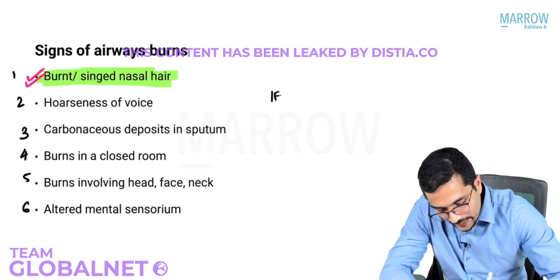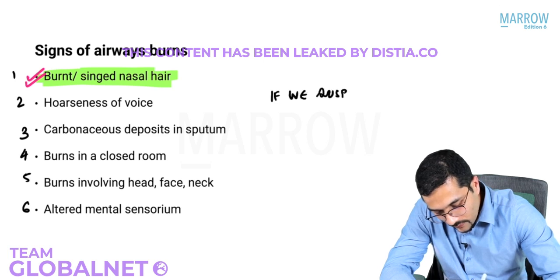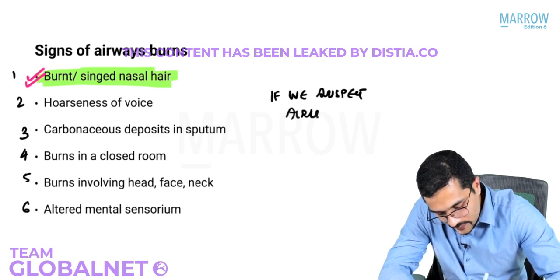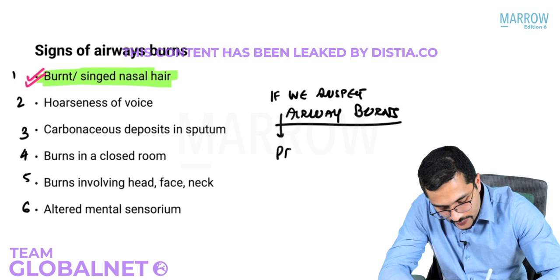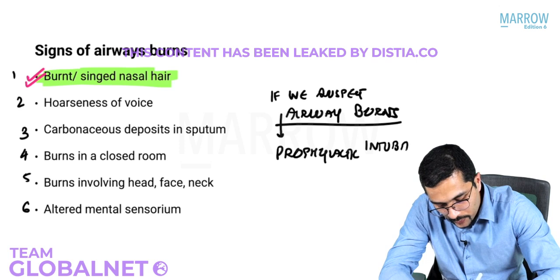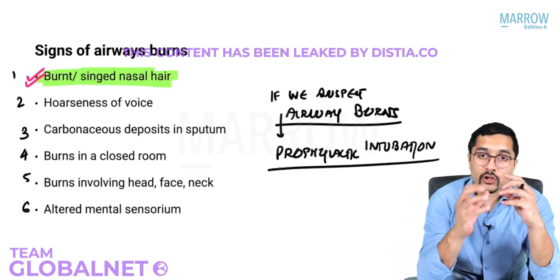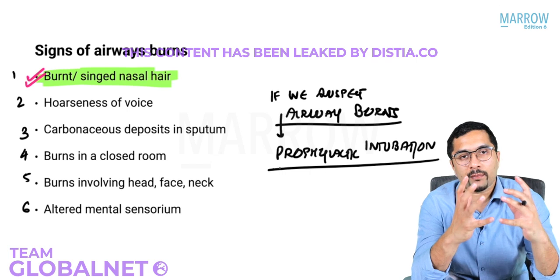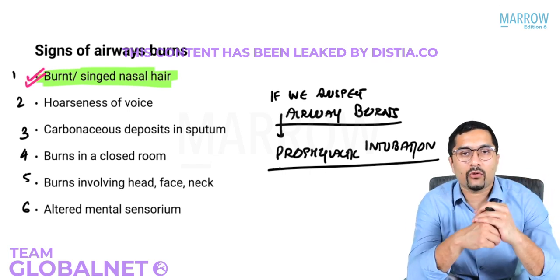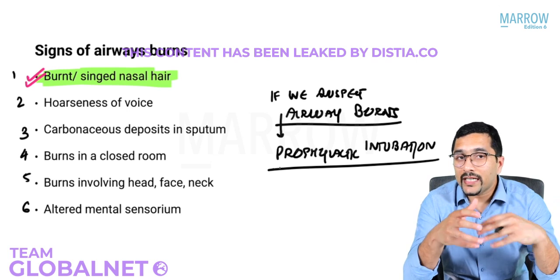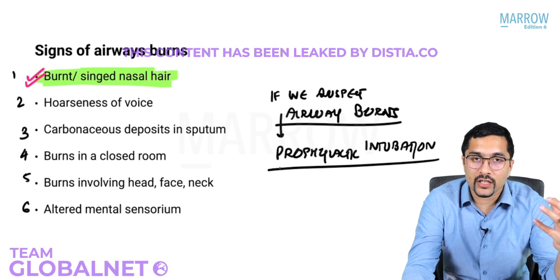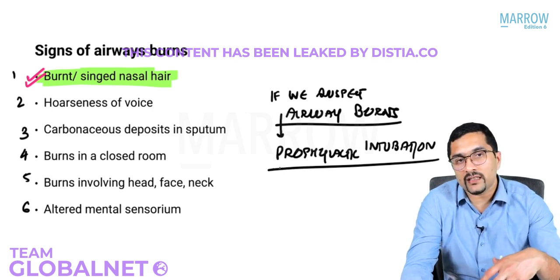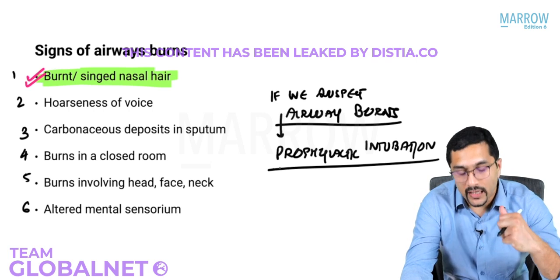And if we suspect airway burns, then we should carry out prophylactic intubation in these patients. The reason for this is that the laryngeal tissue will swell up immediately, and when it swells up immediately, it will not give you time to secure an airway at that time. That is why you need to preemptively anticipate that these patients can land up with airway obstruction. So if any of these danger signs are present, it is better to prophylactically intubate that patient.